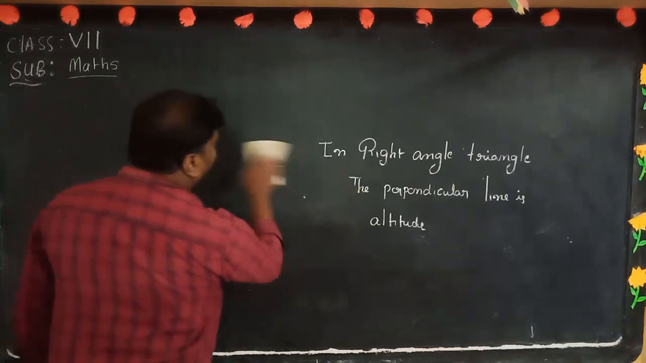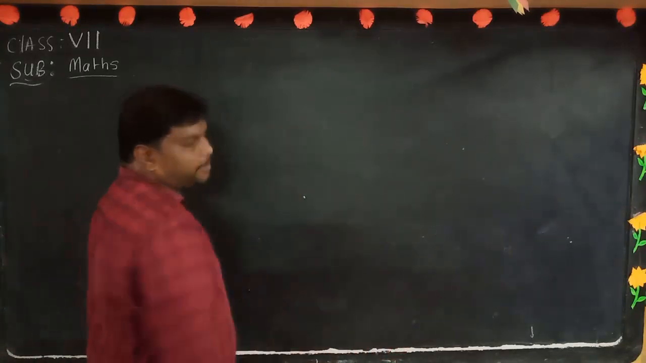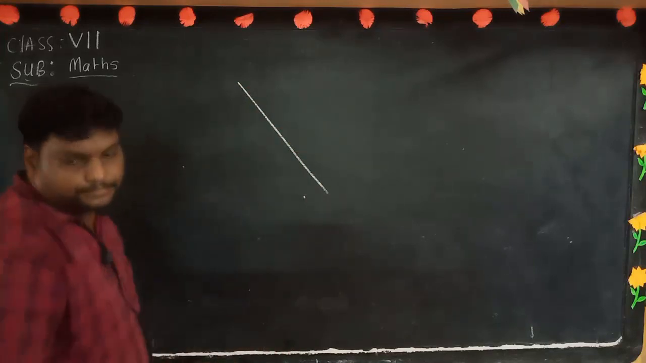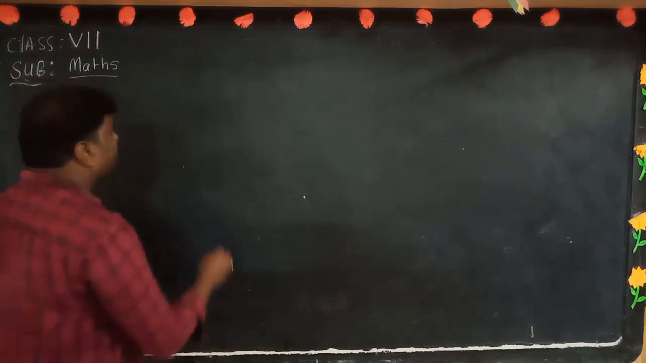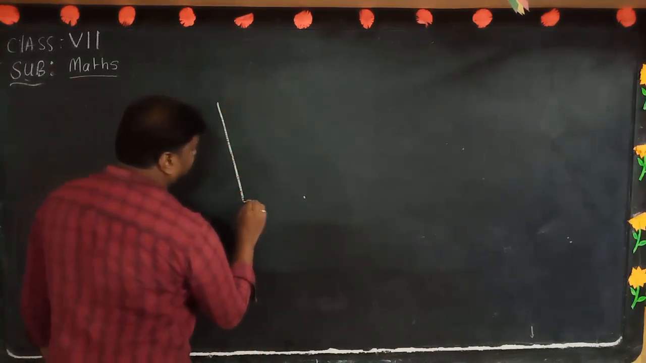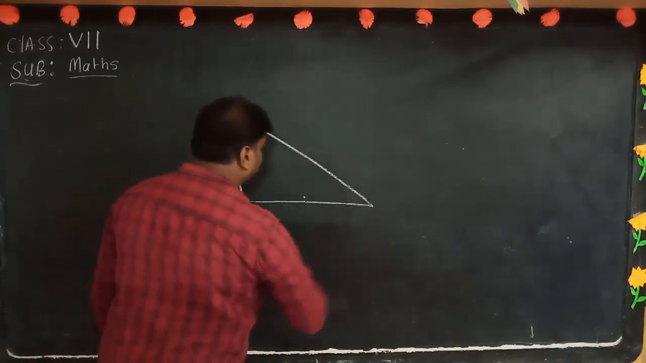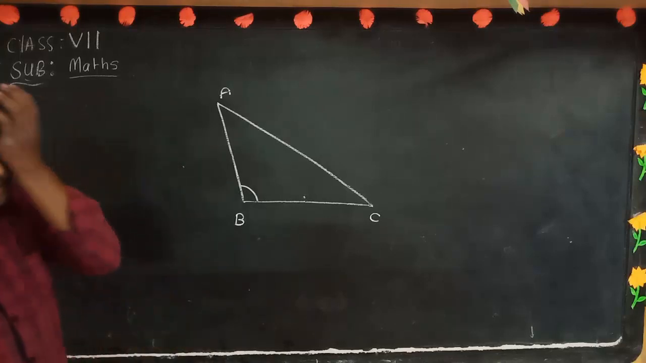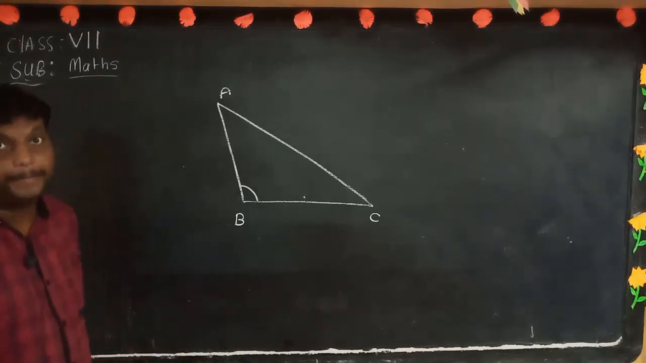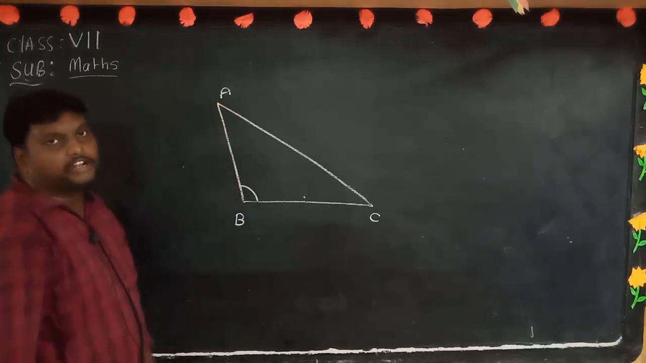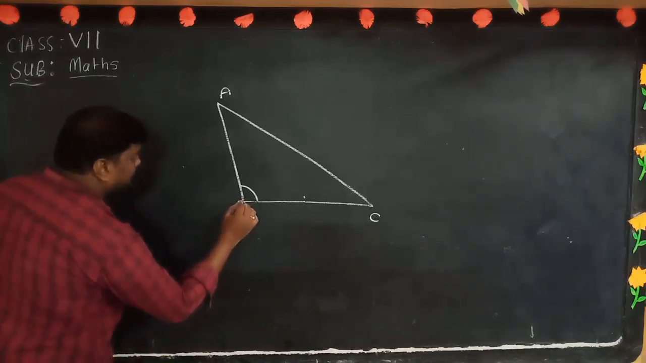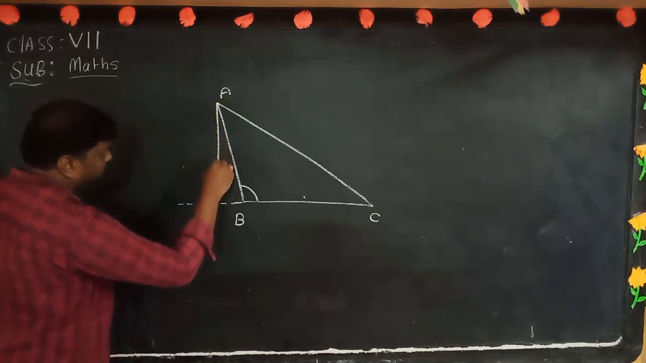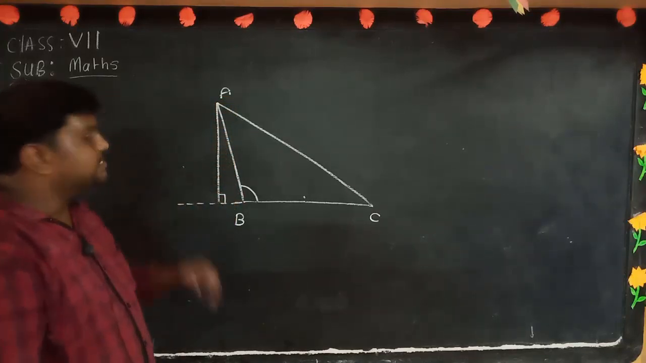Next, in the obtuse angle triangle we'll check. In an obtuse angle triangle, from one vertex we draw a perpendicular line, but there is no perpendicular line inside. That's why, just extend this. Now draw the perpendicular line. See, this is the altitude.